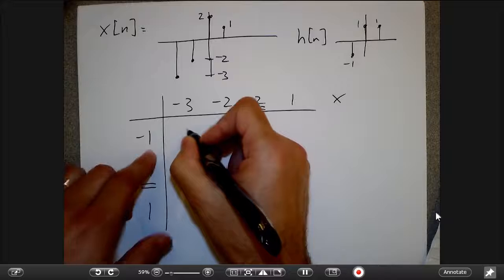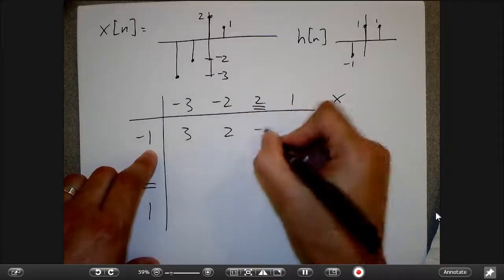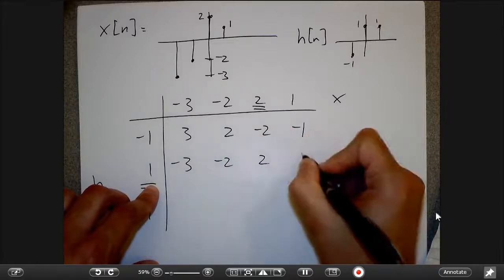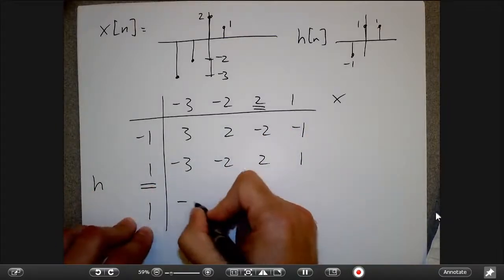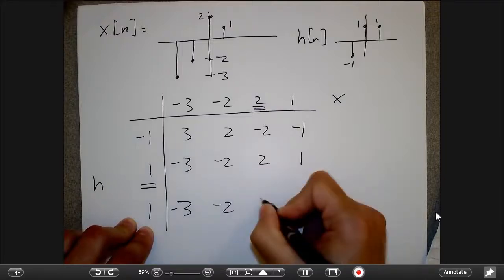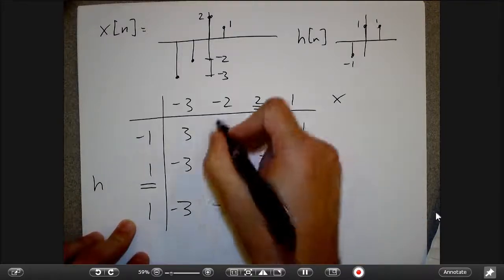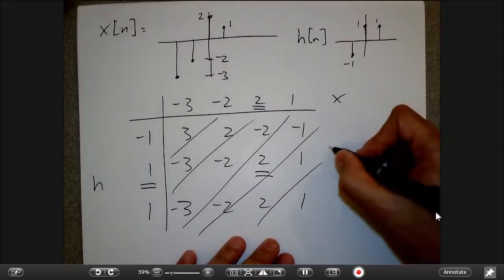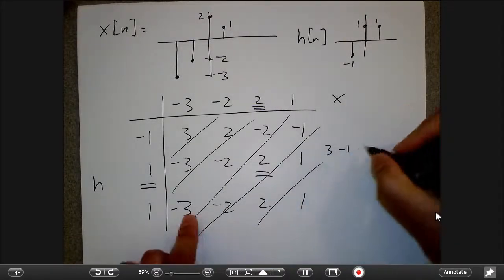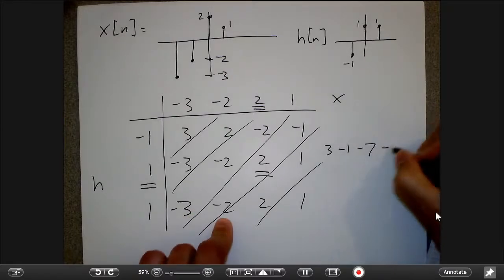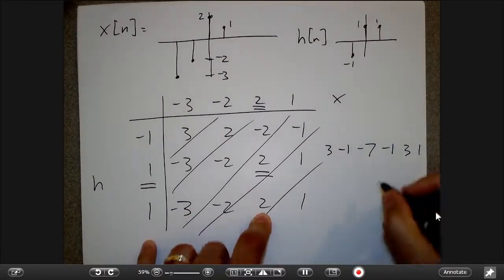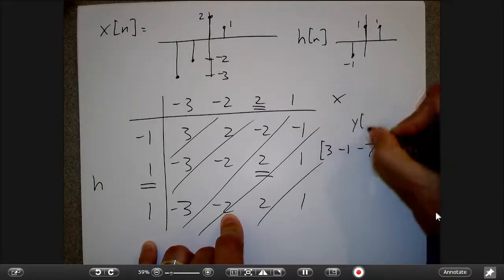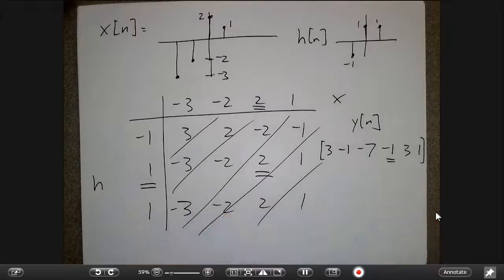I start multiplying stuff together, so I get 3, 2, minus 2, minus 1, 3, minus 3, minus 2, 2, 1, minus 3, minus 2, 2, 1. 0 element is going to be over here. I make my diagonals, I add things up, and I get 3, minus 1, minus 7, minus 1, 3, 1. And the 0 element turns out to be this guy. Right? Very fast, very easy, right?